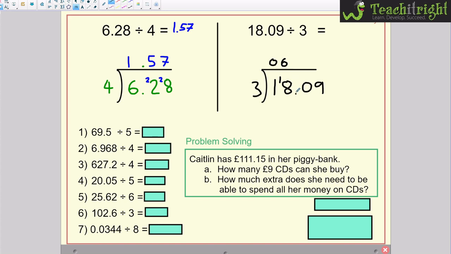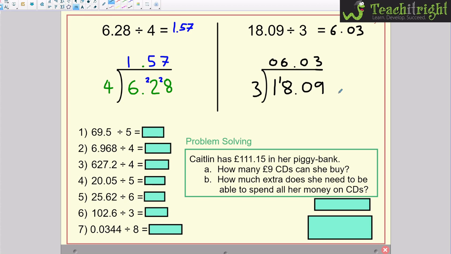We make sure to put the decimal in the equivalent position. 3 does not go into 0 times, there's 0 left over. 3 into 9 does go 3 times, so there's my 3. So my answer is 6.03. So hopefully that's taken something that looks a bit scary and shown you that actually it's quite manageable, it works much the same way. Right, you know the pattern by now.